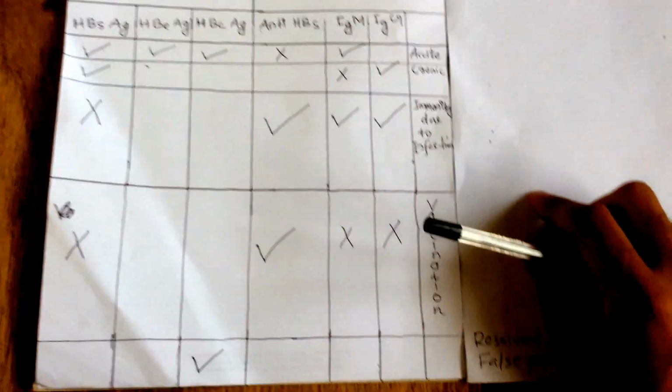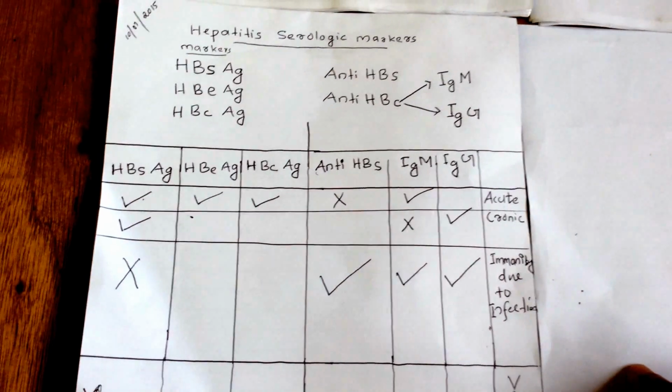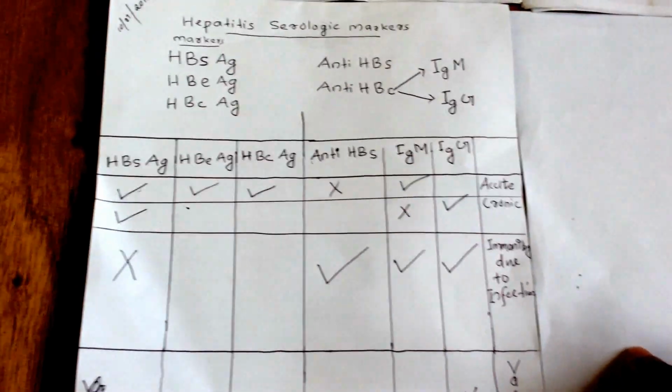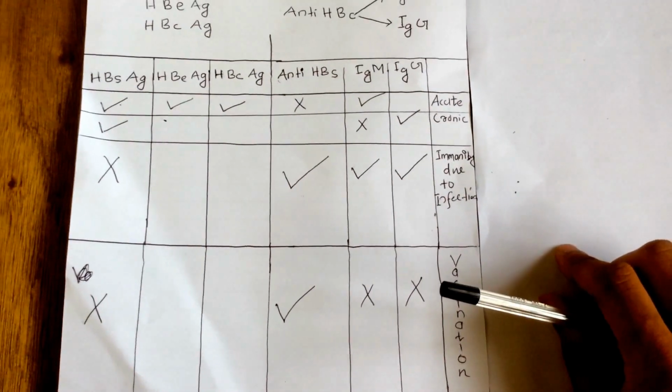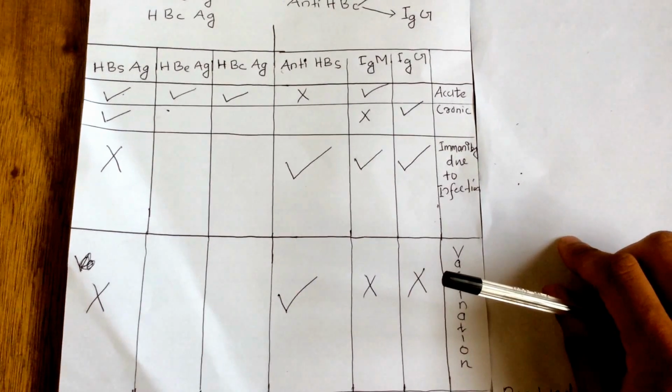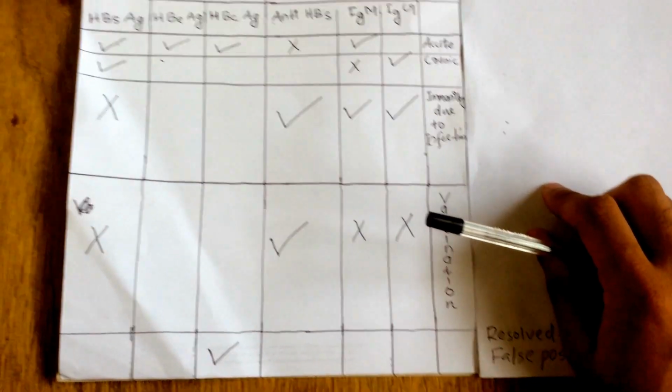So today we discussed the serological markers of hepatitis, and also several conditions: how we can determine acuteness, chronic infection, immunity due to infection, vaccination, etc.